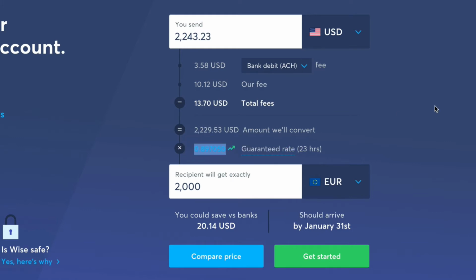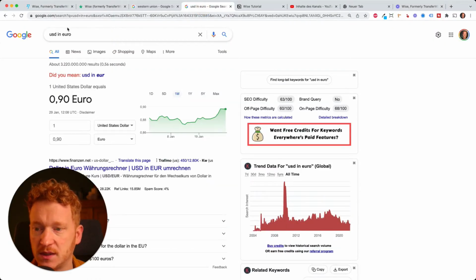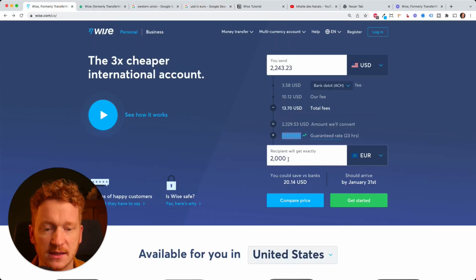So you're wondering, why is Wise a good service for sending money abroad? Because they give you the exchange rate, which is pretty close to the one on Google. For example, here USD in euro is 0.897. And when we check this on Google, we will see USD in euro is 0.9. So TransferWise is even a little bit cheaper than the current exchange rate you get from Google.